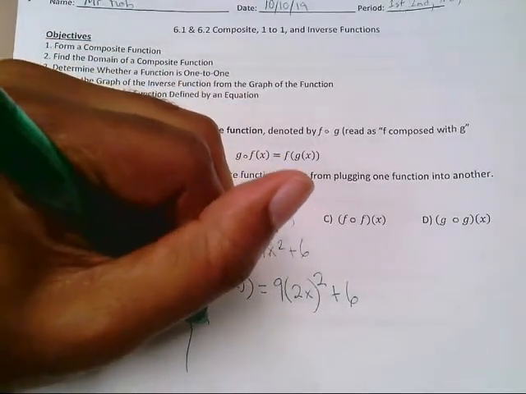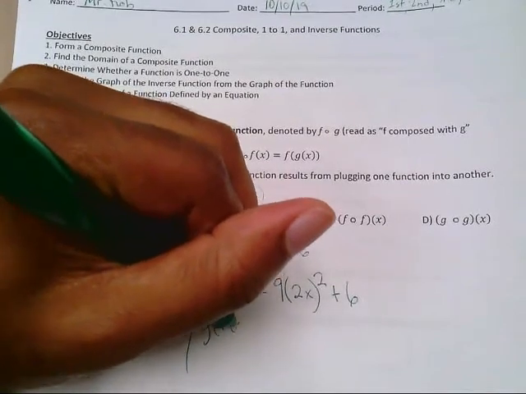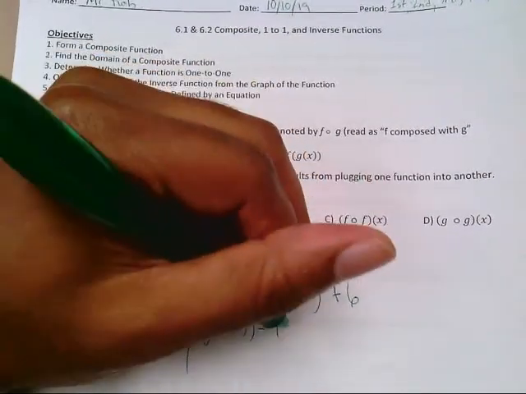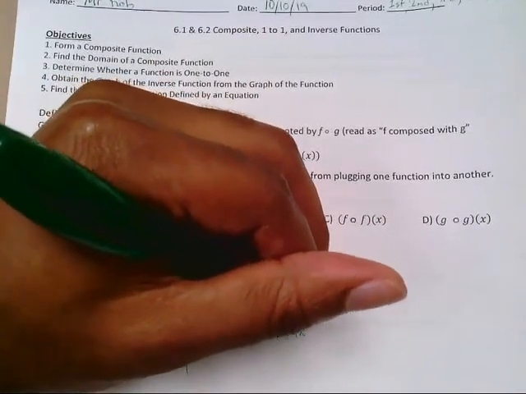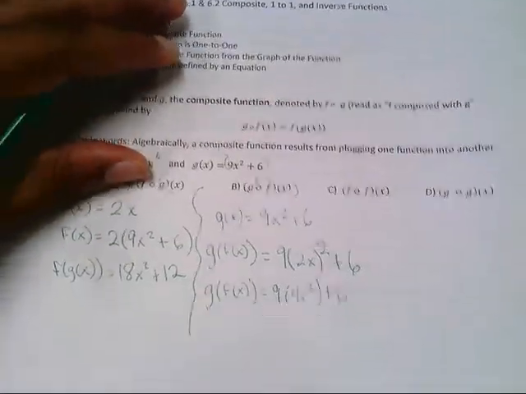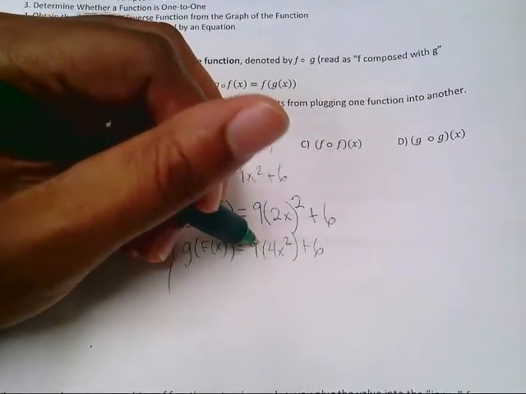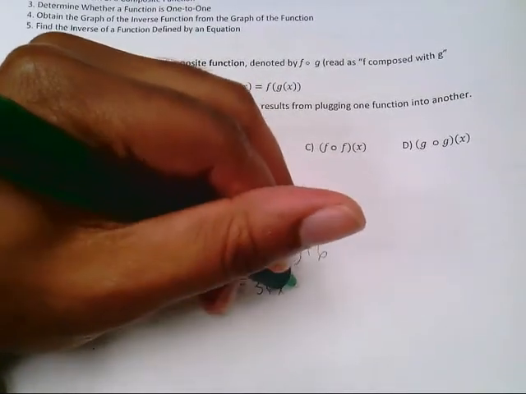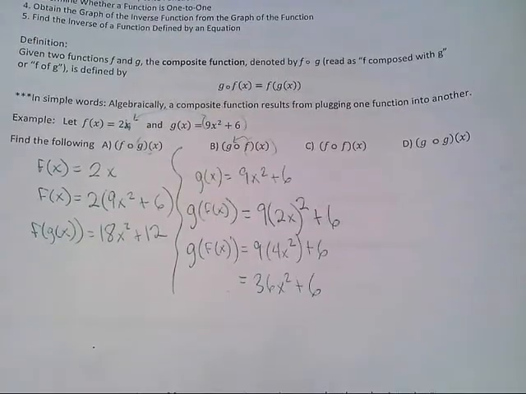So then we'll have g of f of x equals 9, and we have to square the 2x first, so this will be 4x squared, plus 6. And now we simplify by multiplying 9 times 4. That's going to equal 36x squared plus 6.